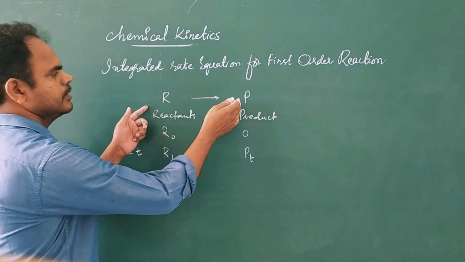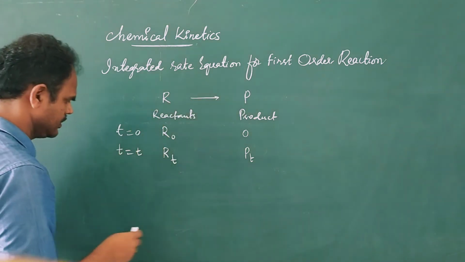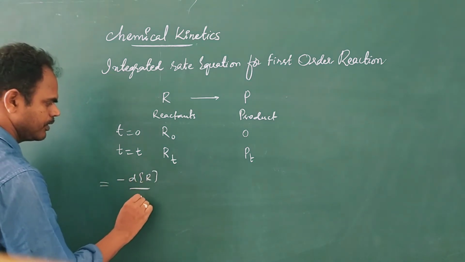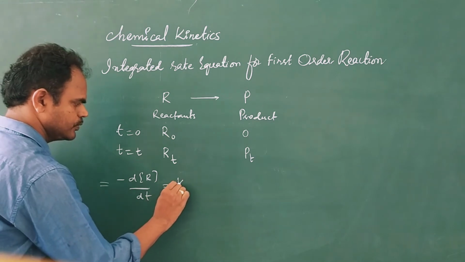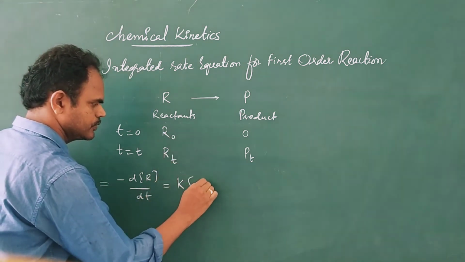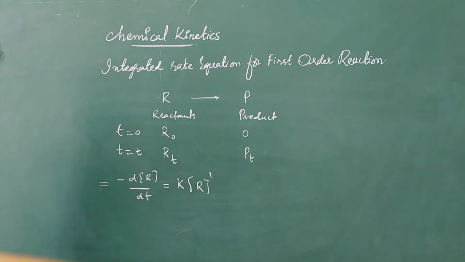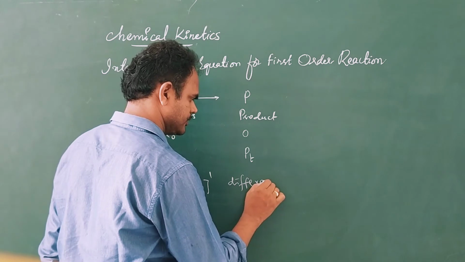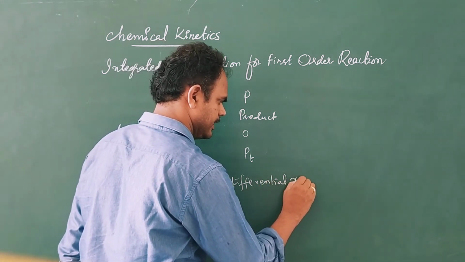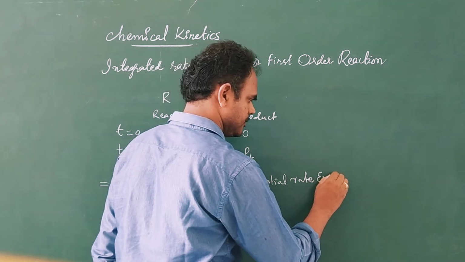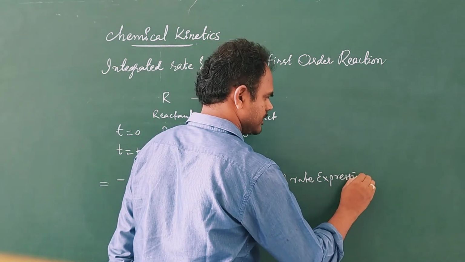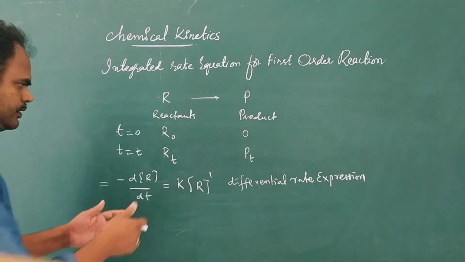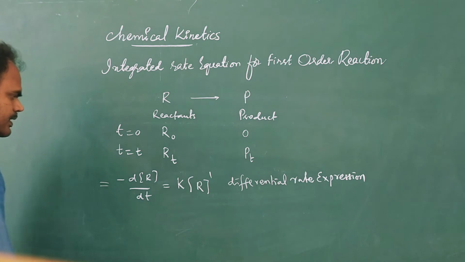If R changes to form P with first order, now I am writing rate is equal to minus dR upon dt is equal to K R to the power 1. This is the differential rate expression, with respect to time as the time progresses. So this is the differential rate expression we get.